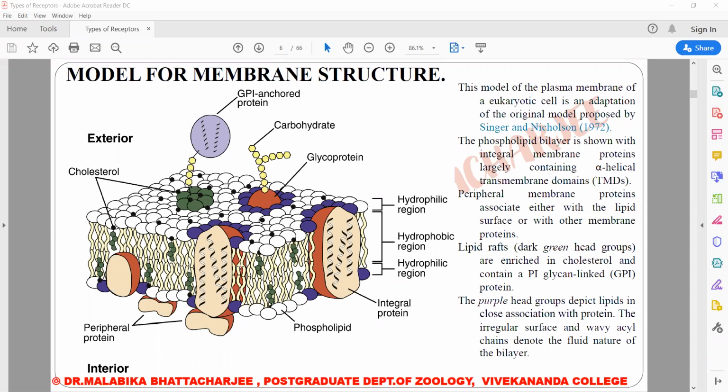So these lipids, these purple color lipids, are the lipids which are in close association with the proteins. Another thing to note in this picture is that if you look into the tails of the lipid molecules, you will see that the tails are not very strict. They are wavy. So it shows that this area is capable of movement.